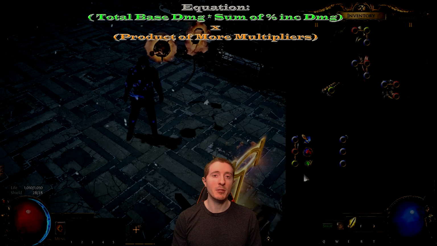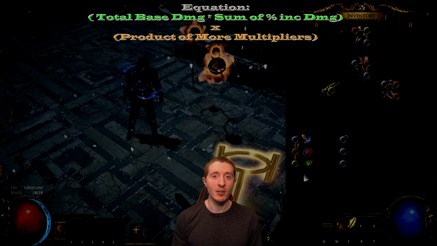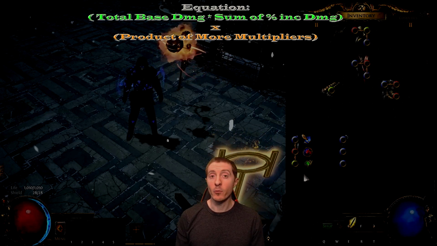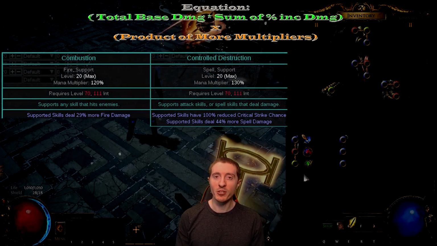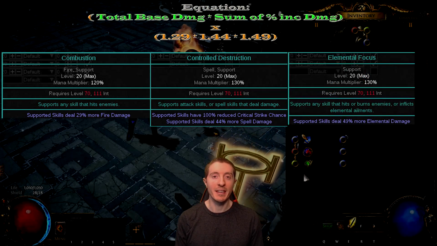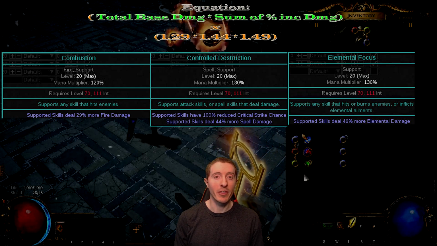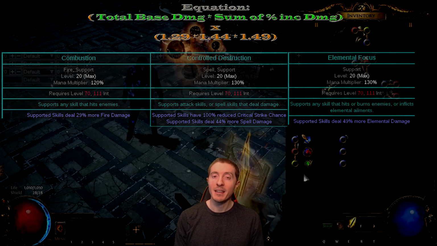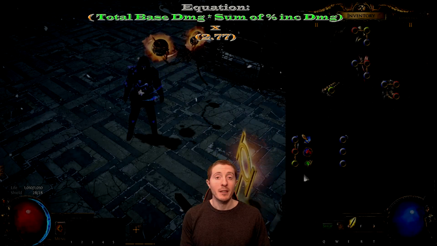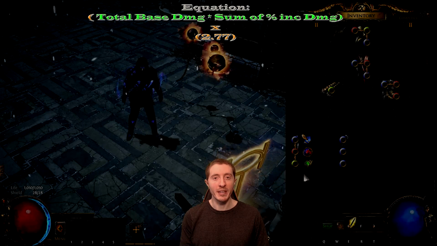Unlike increased damage modifiers, more multipliers all stack multiplicatively with each other. This means that if we link combustion, controlled destruction, and elemental focus onto our fireball, we're going to take our flat damage times our increased damage modifiers, and whatever that number is, we're going to multiply that by 2.77. This is equal to a total of 177% more damage.